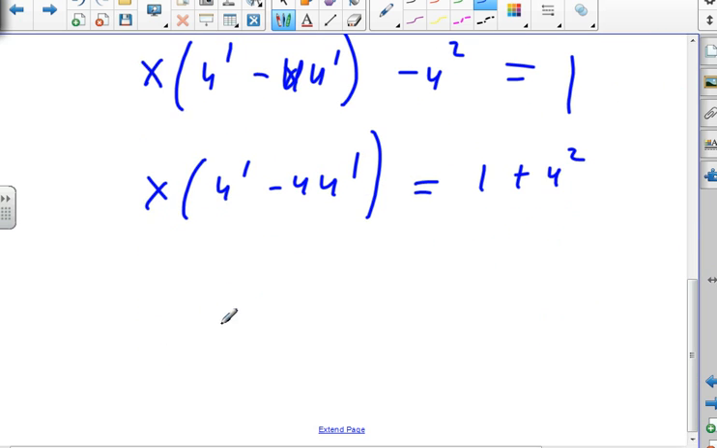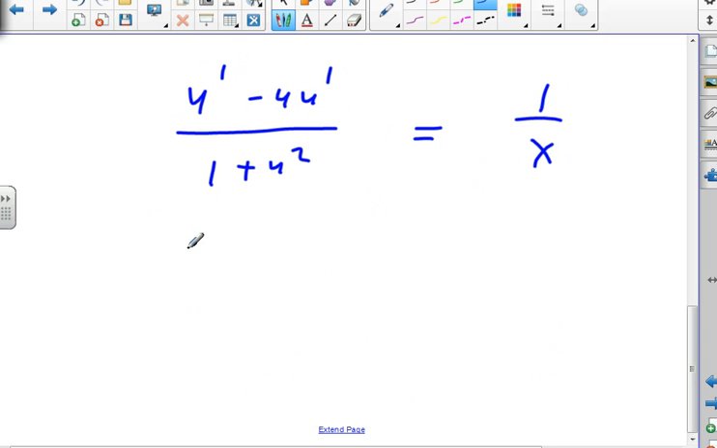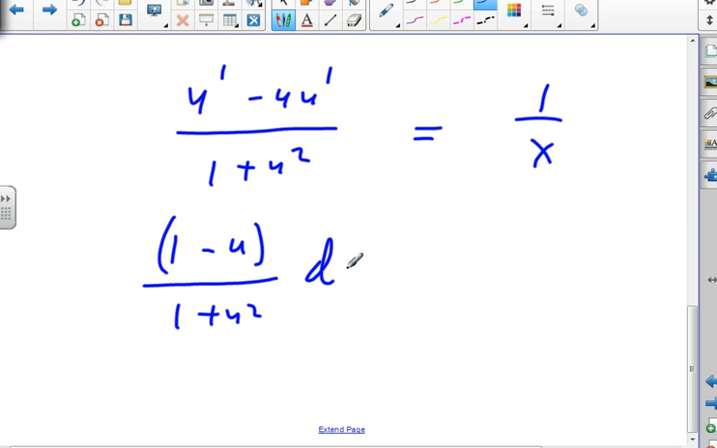I've got u prime divided by 1 plus u squared is equal to 1 over x. I've got (1 minus u) divided by 1 plus u squared du is equal to 1 over x dx.